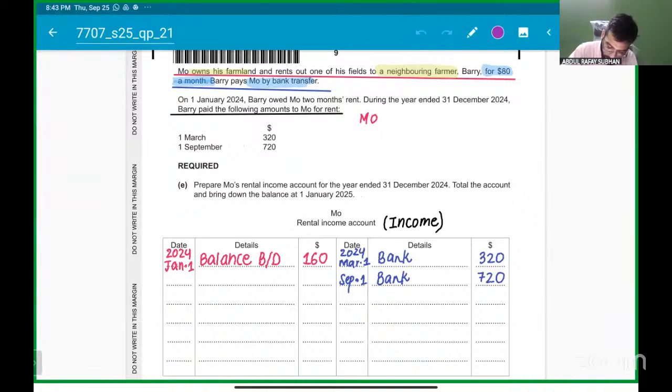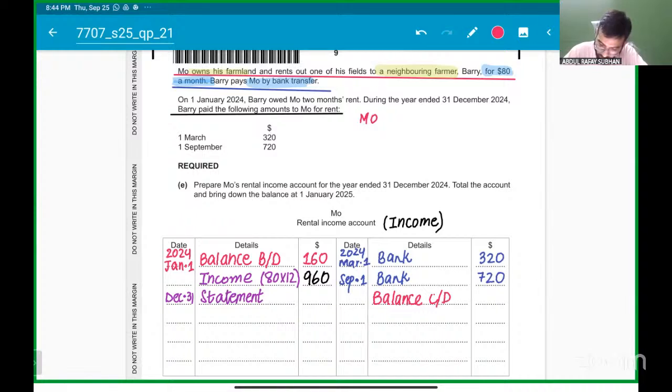Income statement at the end of the year, which is December 31st, will be 80 into 12 months, 80 at the rate of 12 months, which will be 960, right? 80 into 12 is 960, sir. So here we go. I think the debit side will be greater and the credit side will be smaller. You have to check which side is greater, which side is smaller. So the balance carried down will be coming in here at the end of the month, which will be coming on December 31st. And we get both of them balanced out, sir.